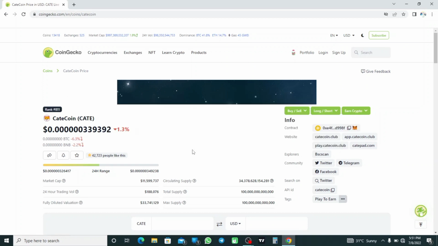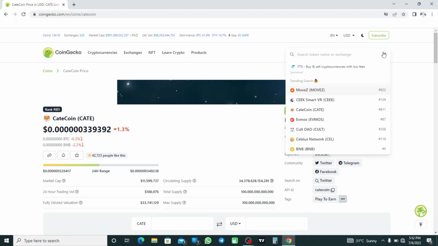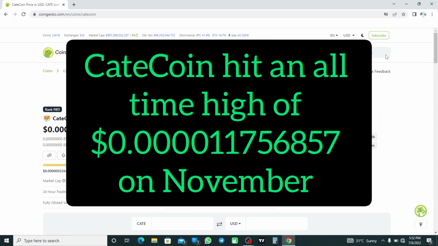0.60339. Do you believe CateCoin can cancel 3 zeros to 0.1 once the market starts doing well? So CateCoin is trending at the time of recording. So you can see CateCoin is trending. Since CateCoin has reached a price of 0.40117, I think there's still chance of it hitting that price again.